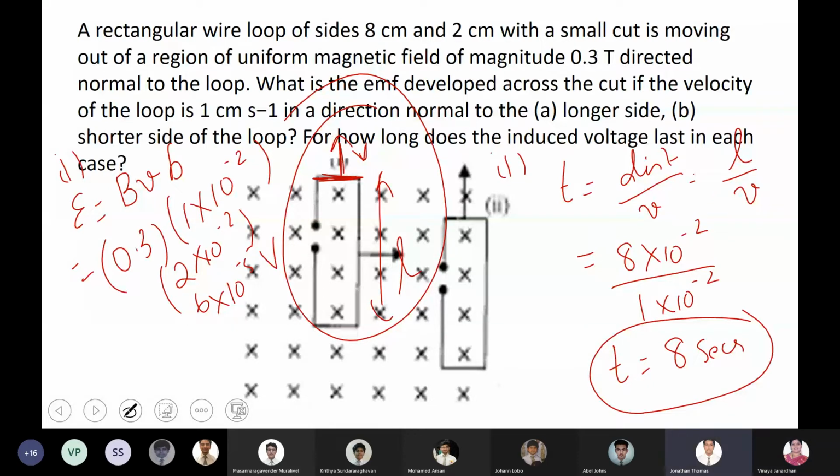Ma'am, can you tell the final answers again for the second case? Second case, E was 2.4 into 10 to the power of minus something. And time was 2 seconds, because distance was B by, time was B upon V.